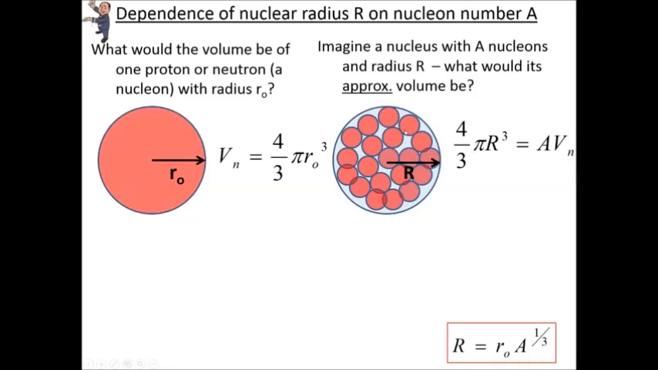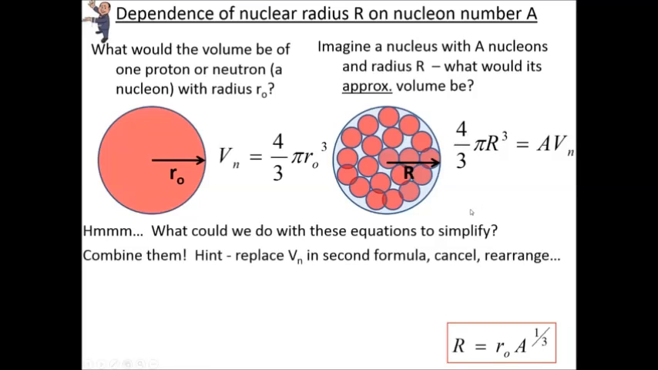Because assuming there's not much space between them all, the volume of all the nucleons, if you added all that up or multiplied it by the number that there are, you're going to get an answer that's fairly similar to this expression here, which is 4/3 pi big R cubed. So what could we do with these two equations? In physics, if we've got two equations, we want to try and combine them. So my hint is replace Vn in the second formula with this expression, and then we can do some cancelling and rearranging.